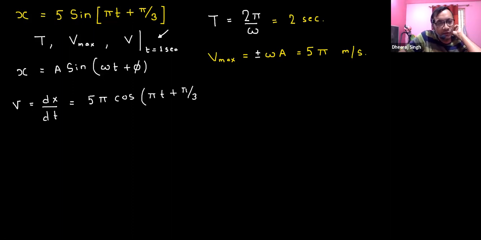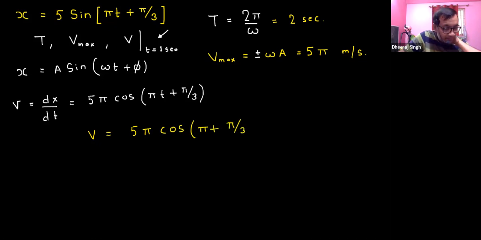At t equal to 0, the velocity is 5 pi. Now at t equal to 1, cos of (pi plus pi by 3). What is cos of pi plus theta? This trigonometric identity. Minus cos theta. So this will be minus of 5 pi cos of pi by 3.